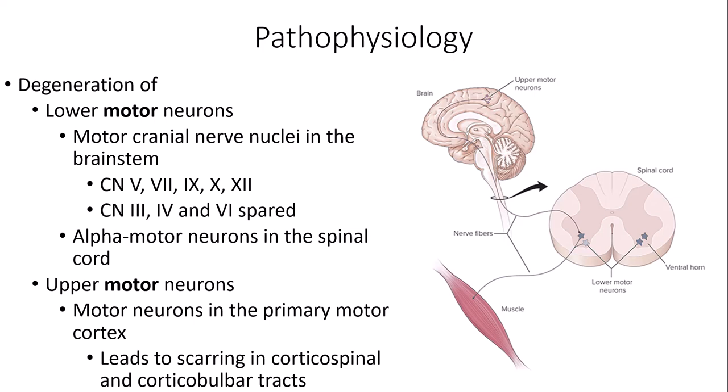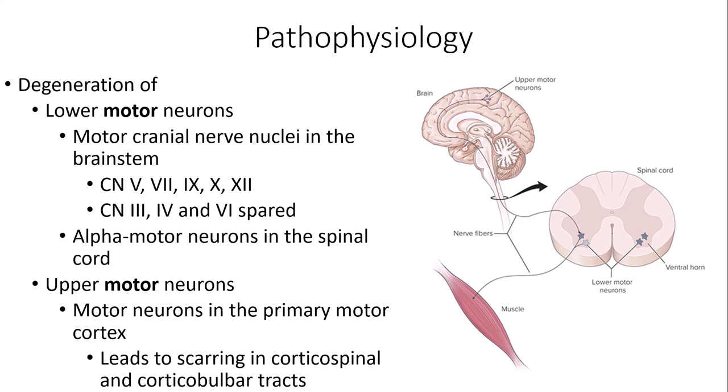If you look to the right-hand side of the slide, you can see the ventral gray horn with the lower motor neurons, or the alpha motor neurons. Those are the standard motor neurons that innervate all your skeletal muscles. In this patient presentation, upper motor neurons are also affected, and these are the motor neurons found in the primary motor cortex. As you can see in the picture on the right-hand side of the slide, the upper motor neurons exist in the primary motor cortex. However, they send out axons that are both the corticospinal and the corticobulbar tracts.